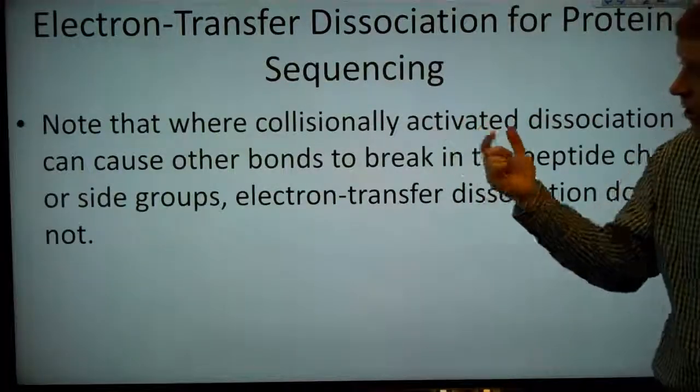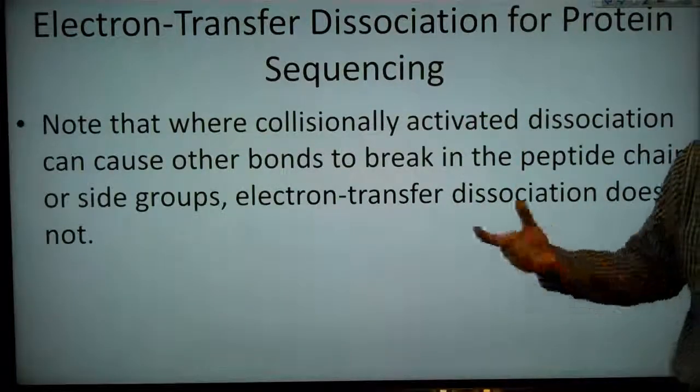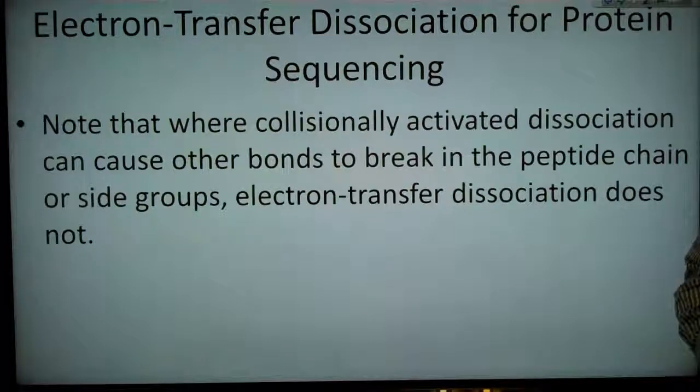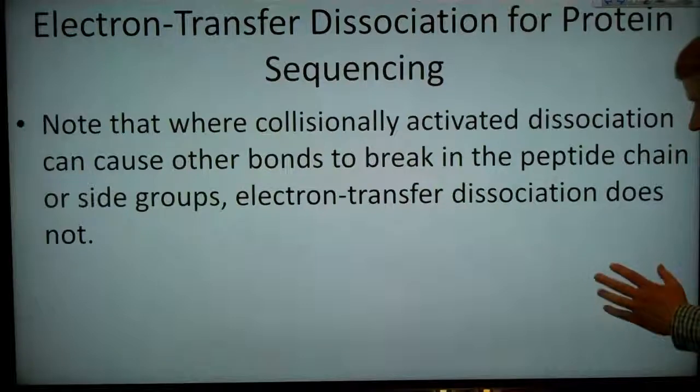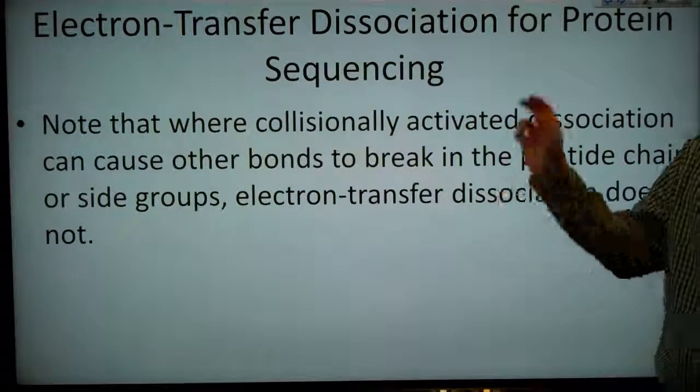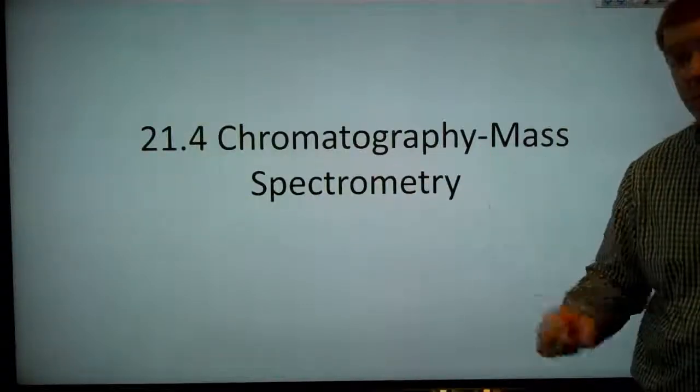Note that where collisionally activated dissociation can cause other bonds to break in the peptide chain or side groups, the electron transfer dissociation does not. So that was chromatography-mass spectrometry.